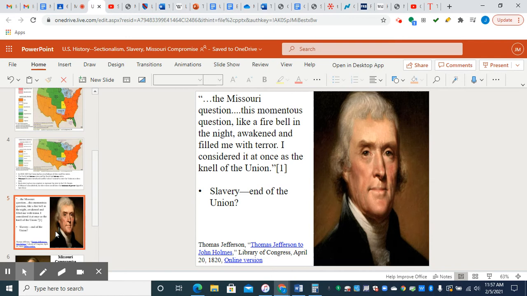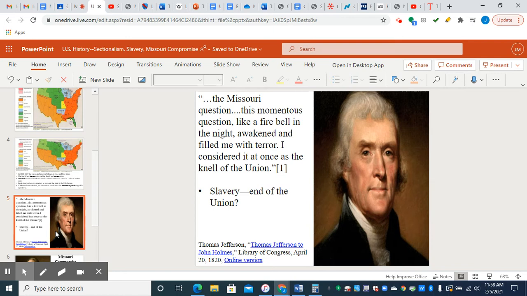as what was founded and what was created in 1776 with the Declaration of Independence, or what was the plan when the Constitution came about in 1789 when it was accepted by the states. So the United States is going to be fundamentally changed by this issue. And Jefferson recognizes this with what he calls the Missouri question.